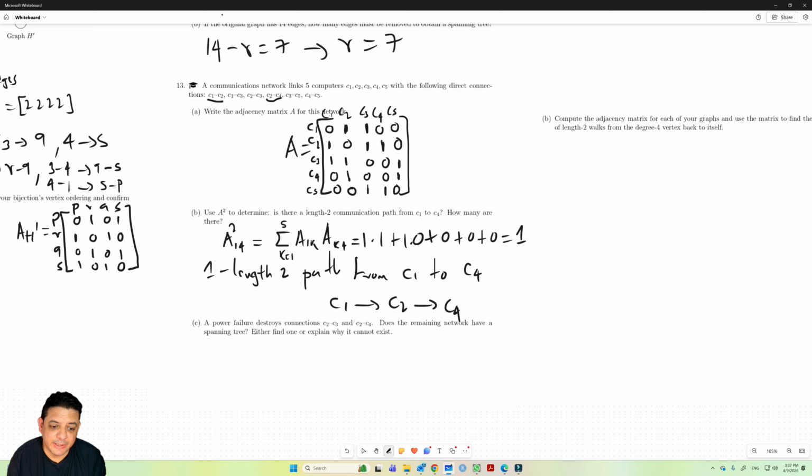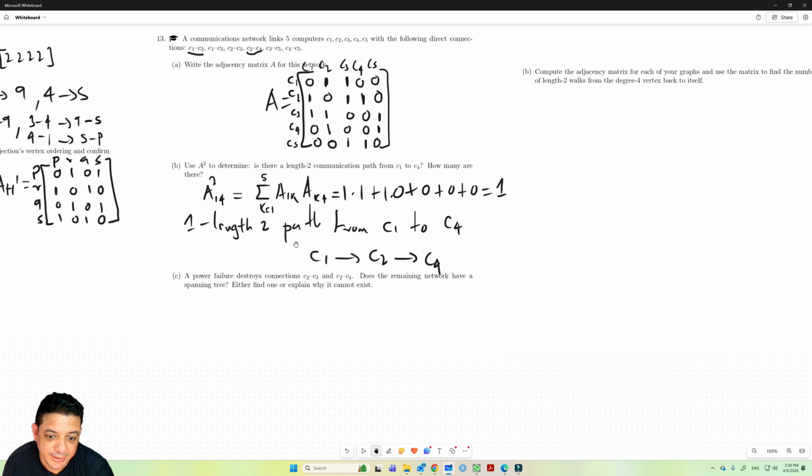Now it says a power failure destroys connections C2, C3, and C2, C4. Does the remaining network have a spanning tree? Either find one or explain why it cannot exist. Notice that I'm eliminating C2, C3, and C2, C4. So let me erase this here.